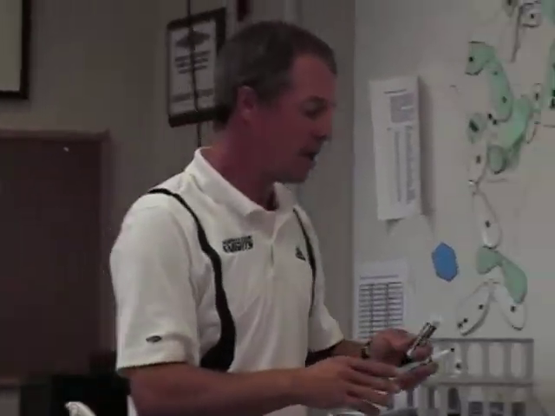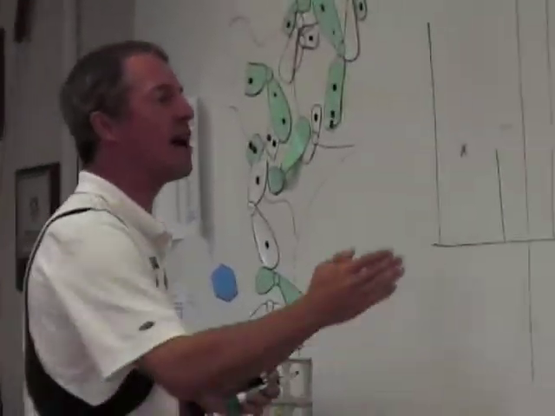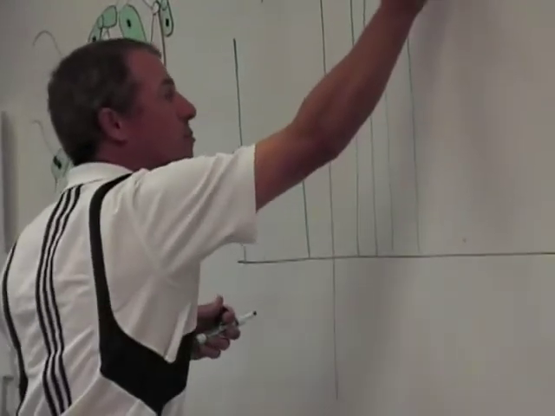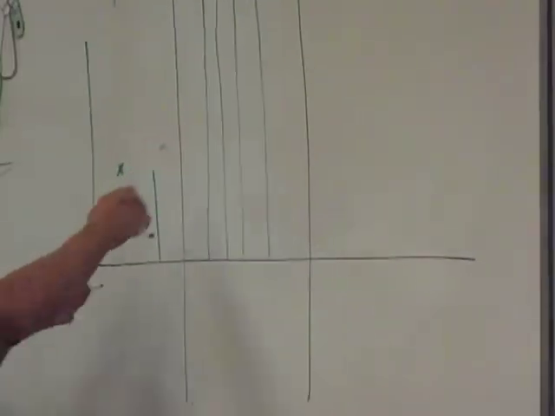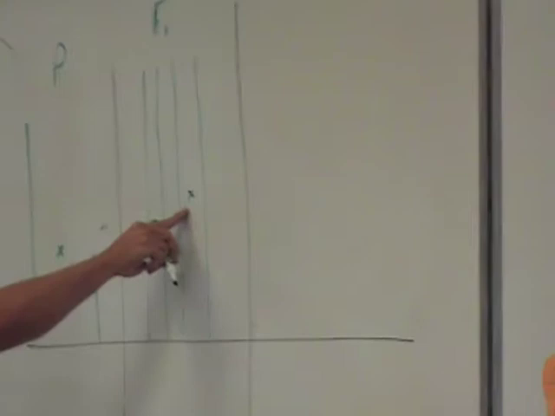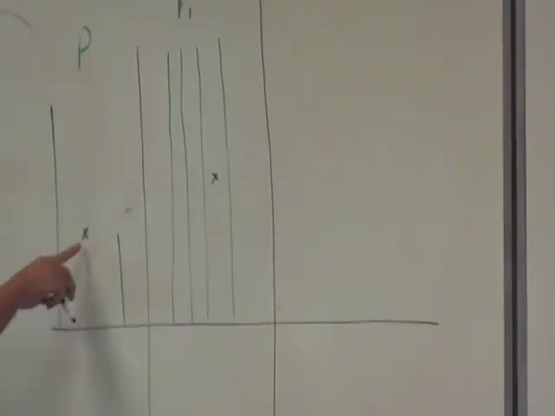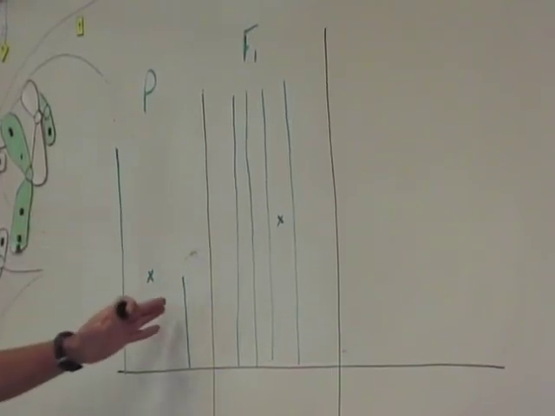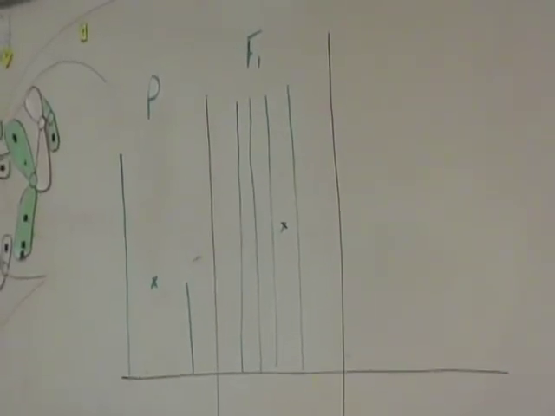Then Mendel said, what I'm going to do is I'm going to make two of the F1 plants together. He took two of those and he mated them together. X means mating, by the way. He called it a cross. He crossed this plant with that plant. That's a cross.